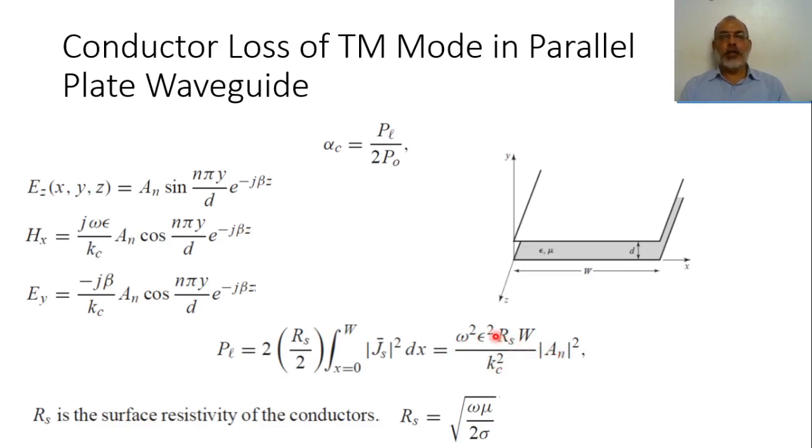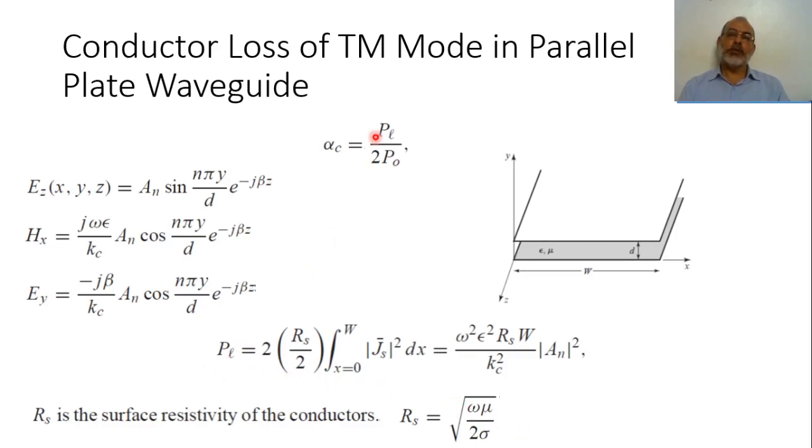Here we have 2 and 2, so this Rs is the surface resistivity, or the surface resistance, of the conductor, which is determined as the square root of omega mu over 2 sigma, where sigma is the conductivity of the material of the parallel plate. So this is the power loss.